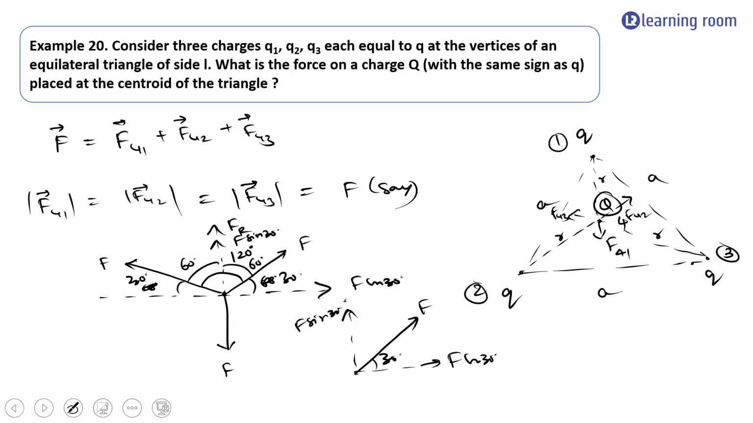This is F cos 30. This is F sin 30. So one F sin 30 is because of this force. And this force can be resolved into two components. One is along this side, so this is one F cos 30. And another F sin 30 is because of this force. So if I draw a clean diagram, it is going to look something like this.